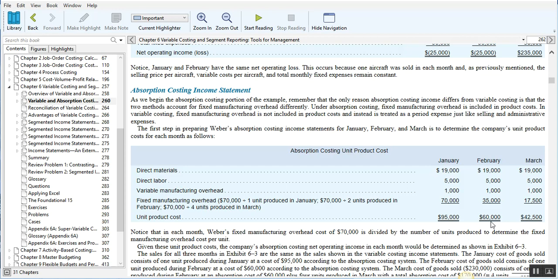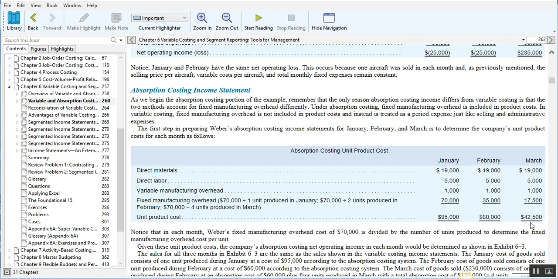Now it really shows a significant difference from January to March because here we produce 5 units. So we take these direct materials, direct labor, and variable manufacturing overhead, and then we take the fixed overhead cost divided by 4 units, not 5. So that gives us 17.5, which is a far lower number for fixed overhead. And you can see the unit product cost drops significantly again.